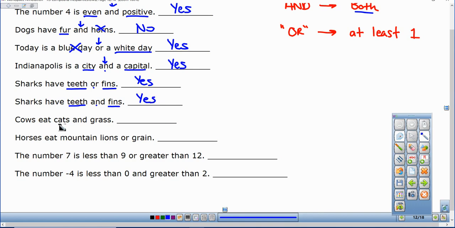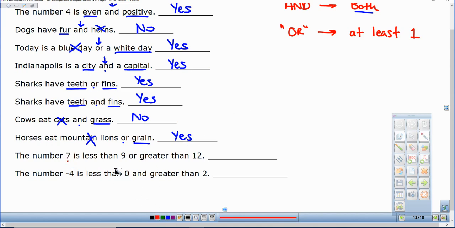Cows eat cats? No. Cows eat grass? Yes. The word was "and". We need both. We only had one. That's a no. Horses eat mountain lions? No. Or grain? They do eat grain. The word was "or". We only need one in that situation. So that's a yes. And now a little more mathematical example here.